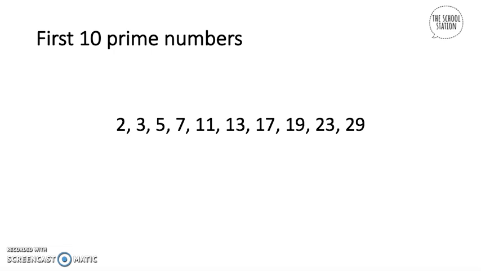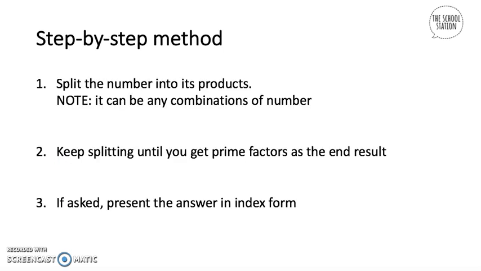For example, 3 is a number that you will only find in the 1 times table and the 3 times table, and you're not going to find it in any other times table. So therefore it is a prime number. So just know the first 10 prime numbers and it will really help you to go on with the rest of the video.